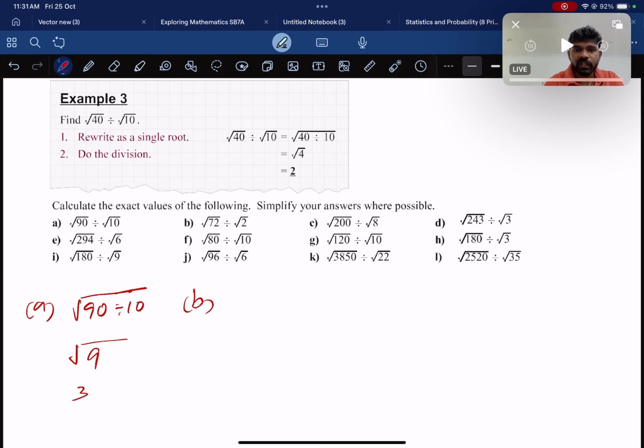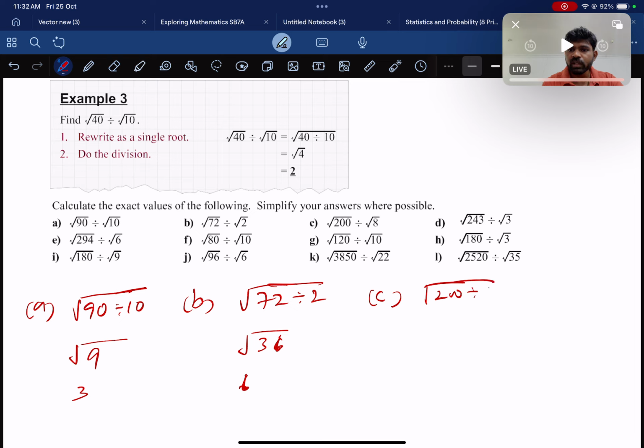Similarly we can do root of 72 divided by root of 2. Both are different roots, we can put them under the same root, and that becomes root of 36, and root of 36 becomes 6 as an answer. Similarly, you can go for root of 200 divided by 8.